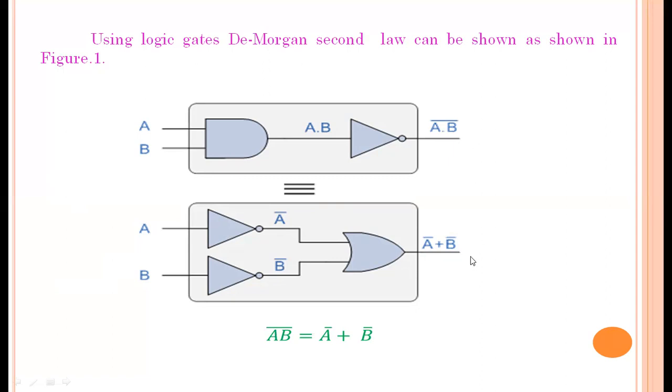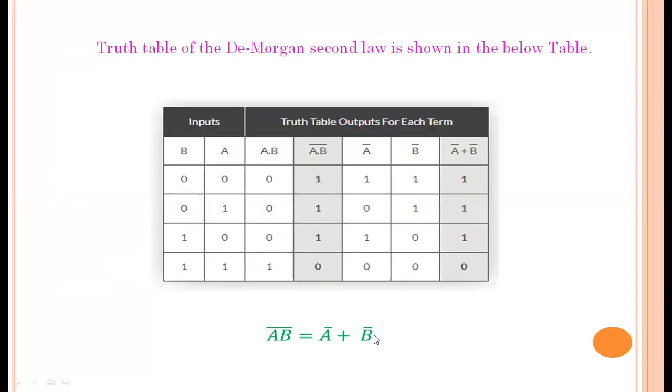These two are equal according to De Morgan's second theorem, so they are taken as identically equal. That is, (AB) bar is equal to A bar plus B bar. Using a truth table, we verify that (AB) bar is equal to A bar plus B bar. We have two variables, A and B, so there are four combinations: 00, 01, 10 and 11.